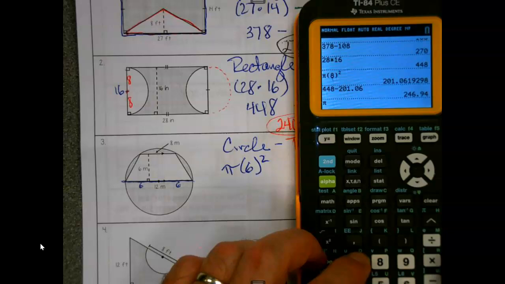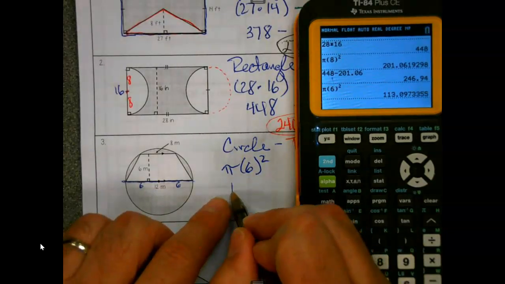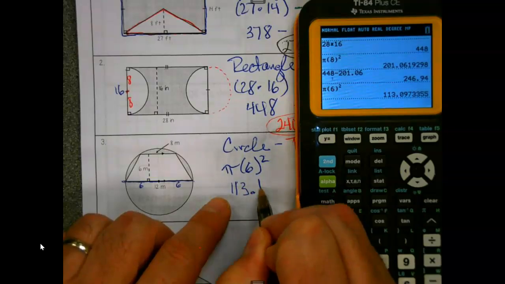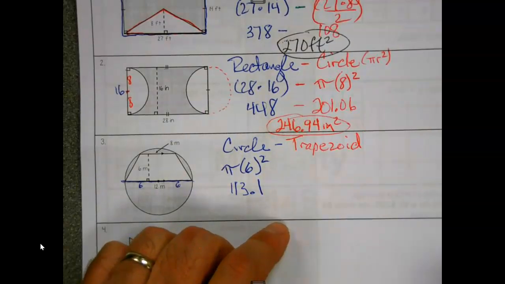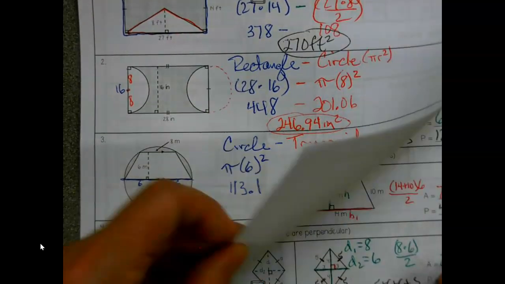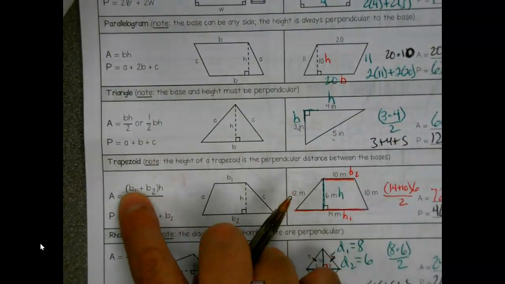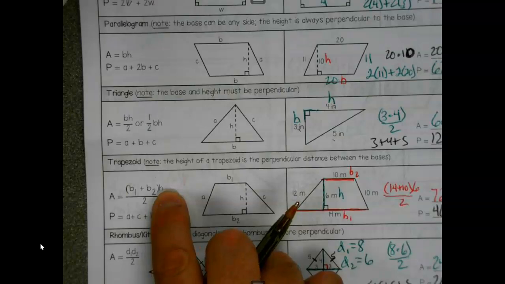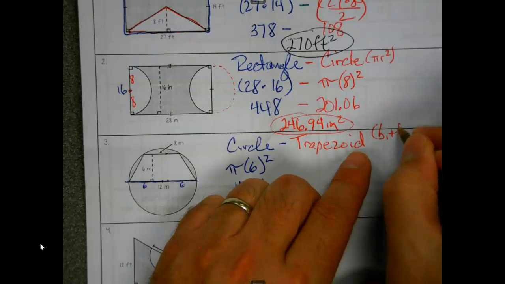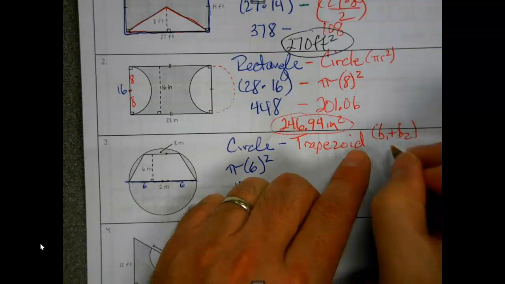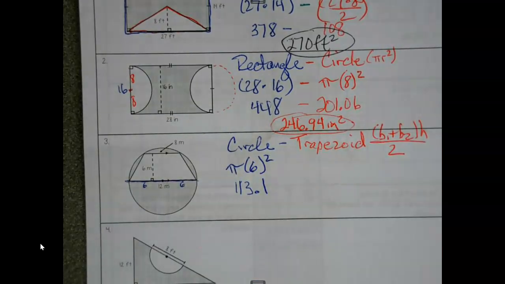So pi r squared. We'll go to tenths now. That's just going to be easier. So we'll go to 113.1. Oh boy. Trapezoid might need help here. So trapezoid, we're going to add the bases and multiply times the height, then divide by 2. Okay, we're going to write that down here. We're going to add the bases times the height divided by 2, so we don't have to keep flipping back and forth here.